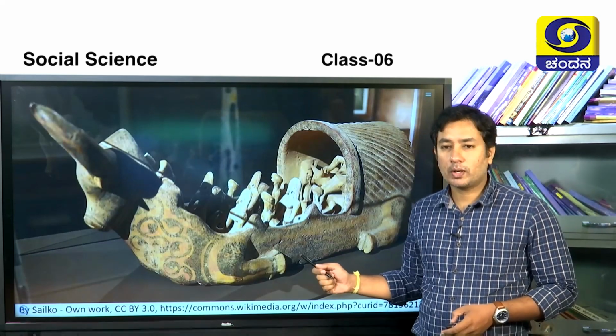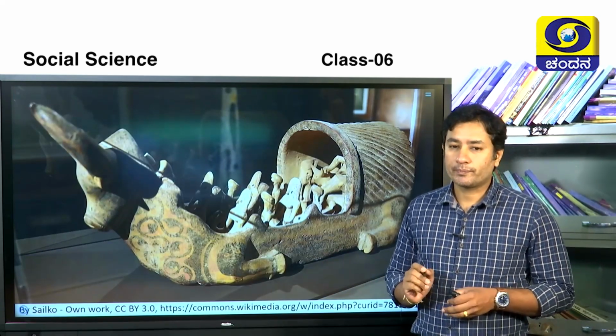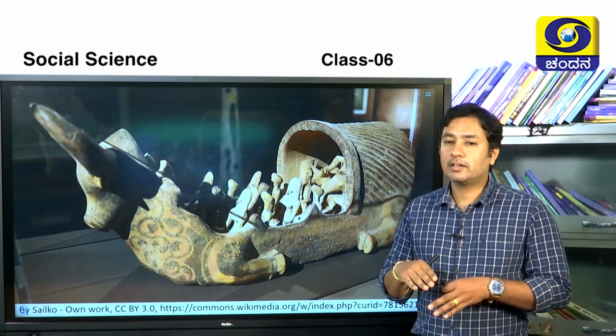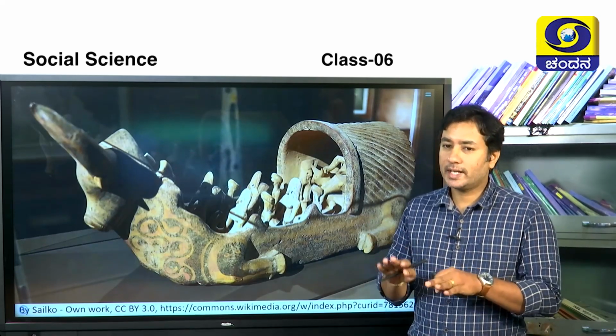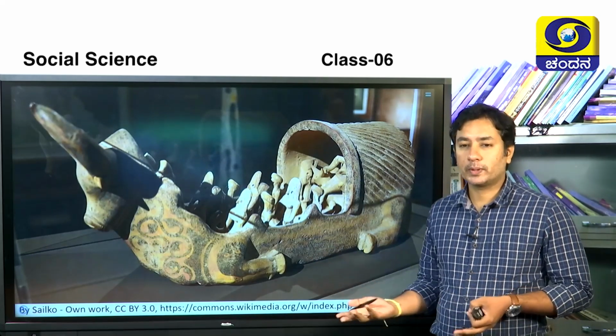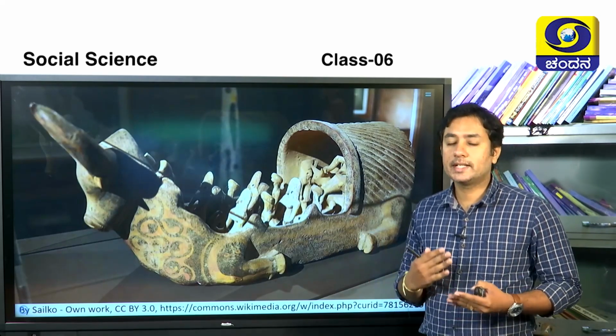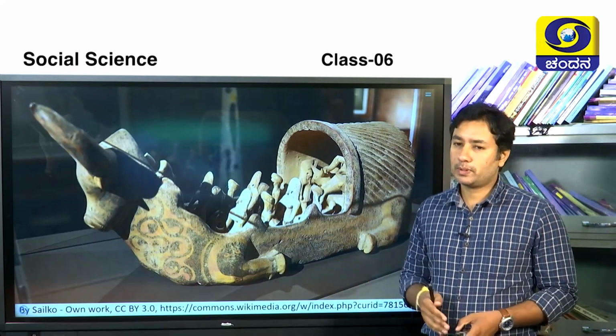This is the famous model of a terracotta boat. If they could make such an artifact, they would certainly have made a prototype of a boat, is it not? So through this only they went from Lothal to Mesopotamia.